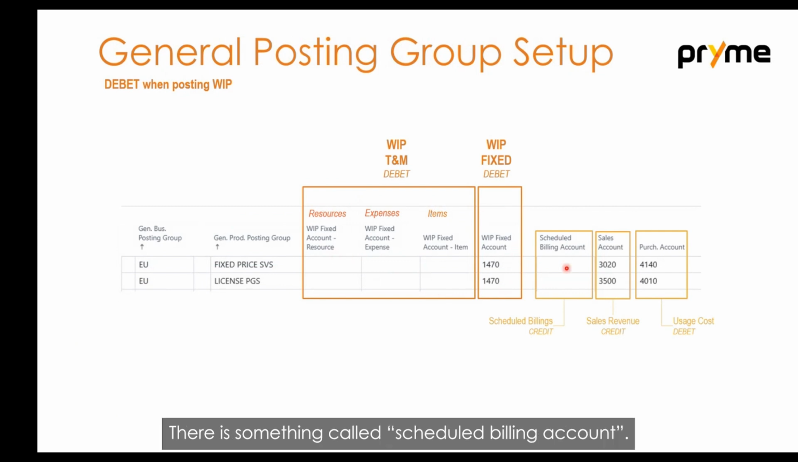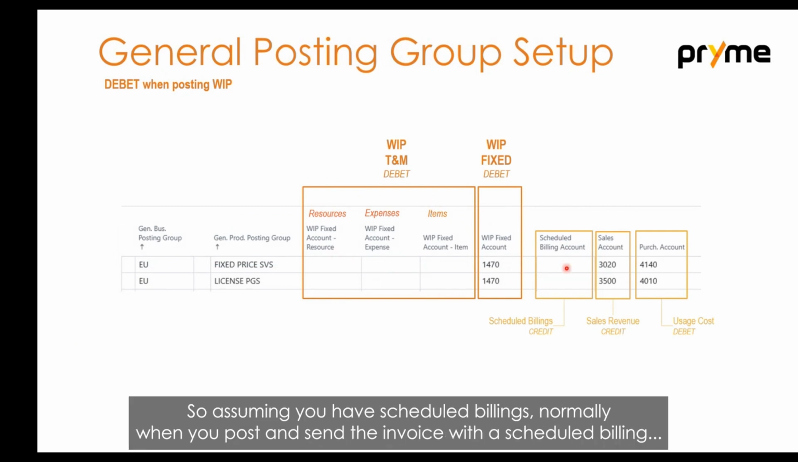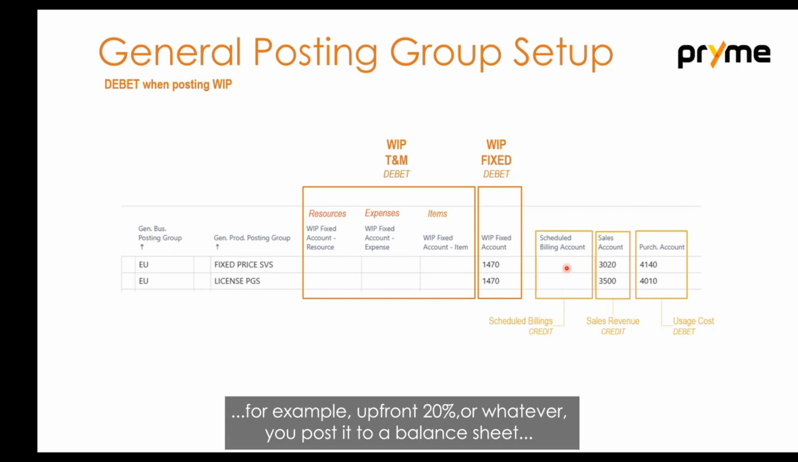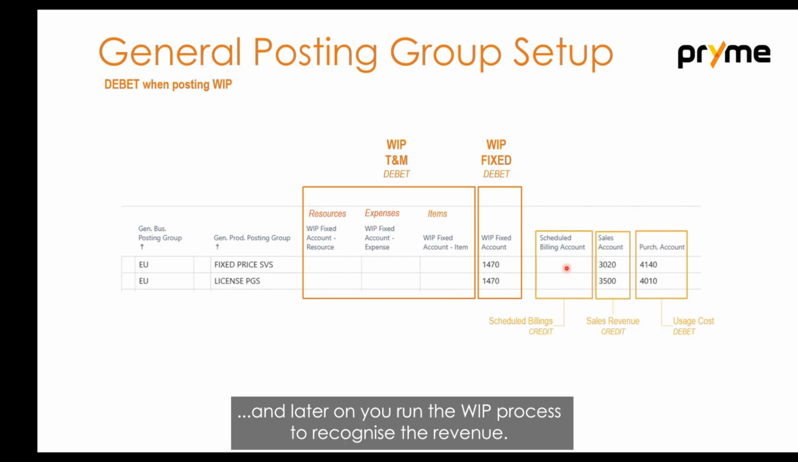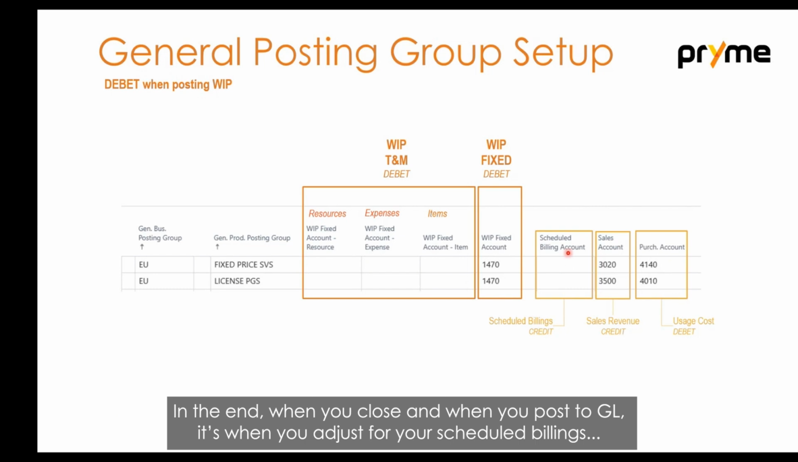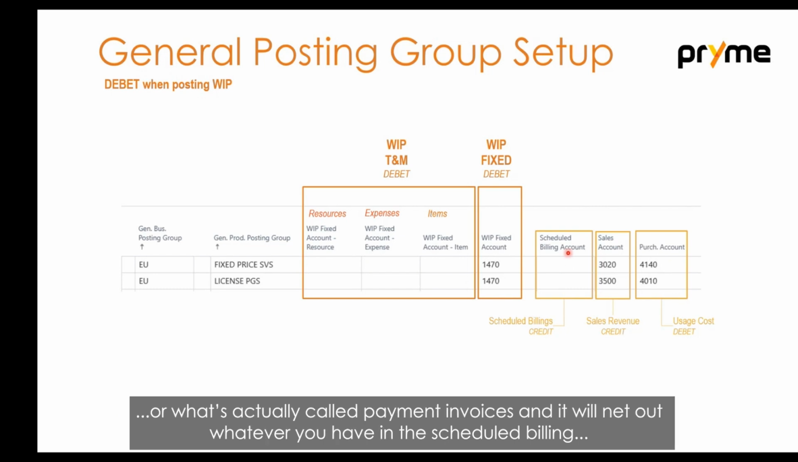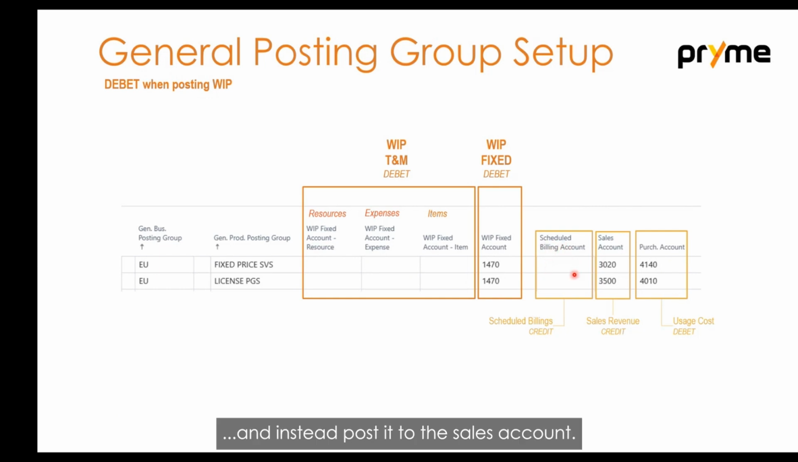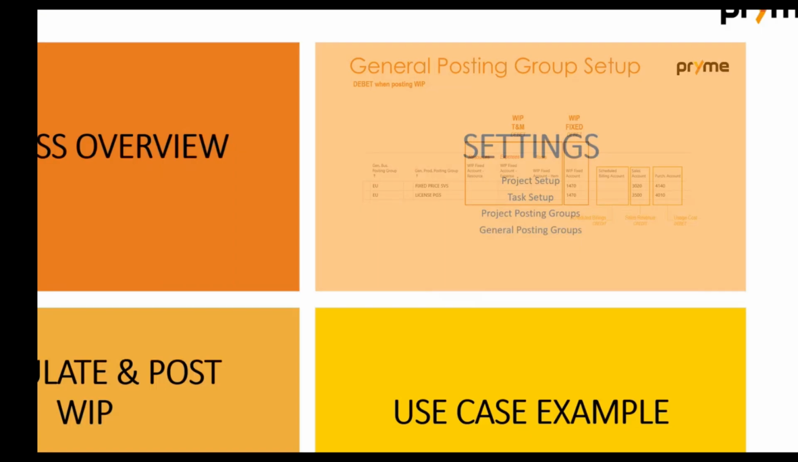There is something called a scheduled billing account. So assuming you have scheduled billings, normally when you post and send the invoice with the scheduled billing, upfront 20%, whatever, you post it to a balance sheet. And later on, you run the WIP process to recognize the revenue. In the end, when you close and when you post to GL, you say, I want to adjust for my scheduled billings, or it's actually called payment invoices. It will net out whatever you have in the scheduled billing and instead post it to the sales account.